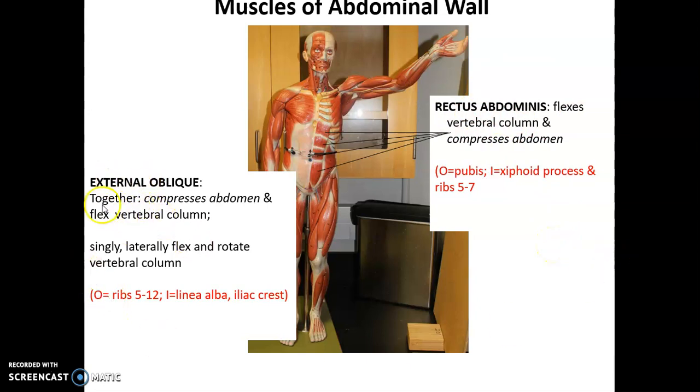The external oblique, when both obliques are contracting, can help to compress the abdomen or help to flex the vertebral column, help us to bend, bow forward. And singularly, if only one of them is contracting, it can laterally flex the vertebral column, allowing you to bend over to the right or left side, or it can help to rotate or twist the vertebral column.